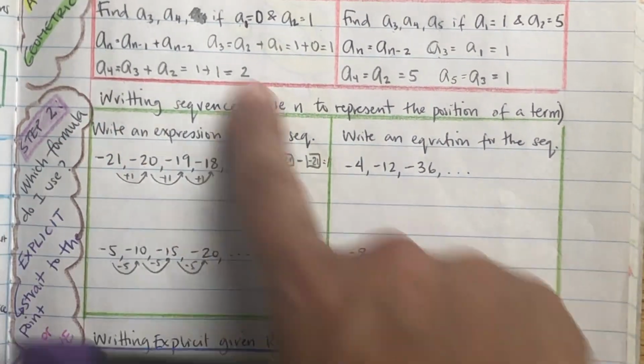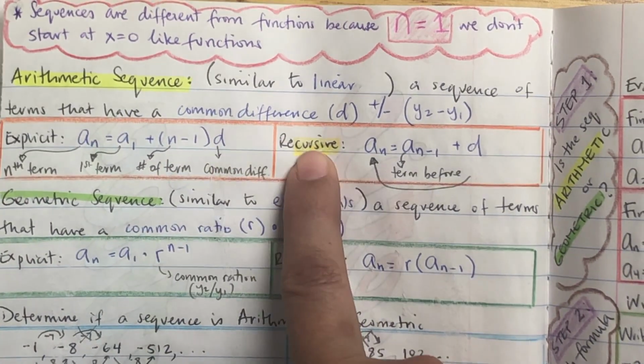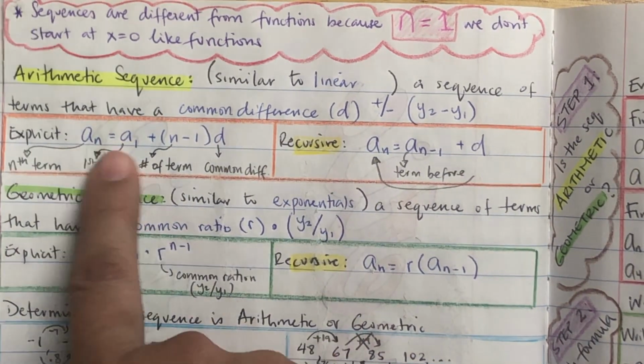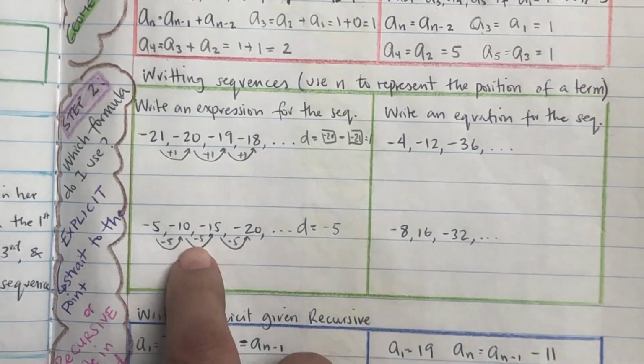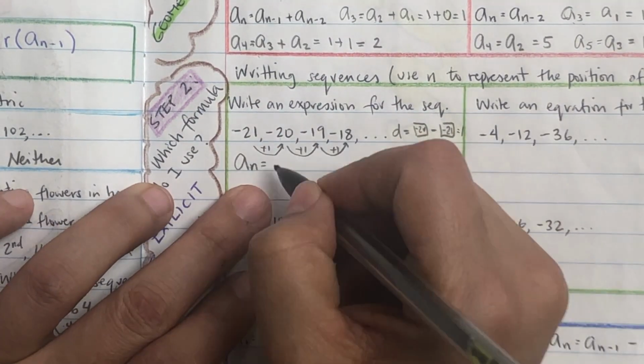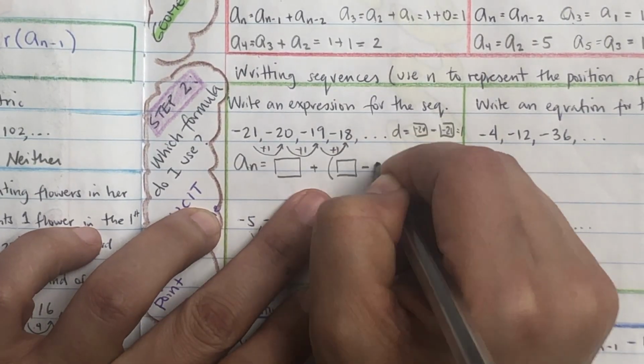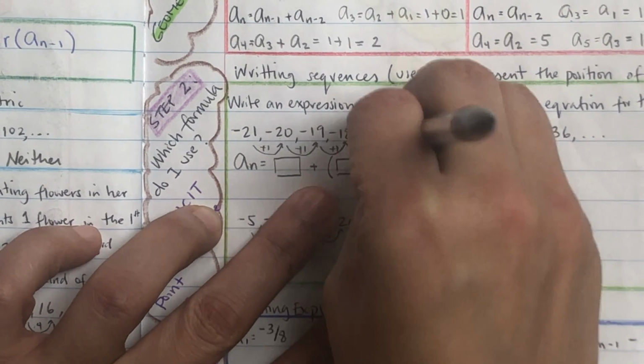Once I have the common difference, I just write down the formula. Which formula do I use? Well, I don't have the term before, right? So I'm going to use the explicit formula because it's straightforward. So writing that down, I'm going to have a sub n is equal to box plus open parentheses n minus 1 close parentheses box.